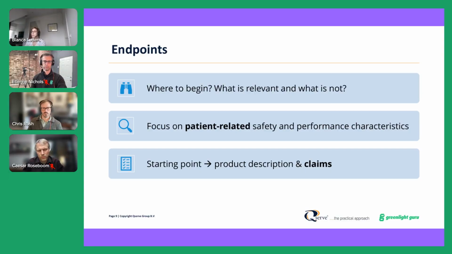The first thing we always start with is, what is my product description? What are my claims? What's my intended use? Because that's basically what I plan that my product can do. And then we need to have evidence to support that your product is indeed able to do that.